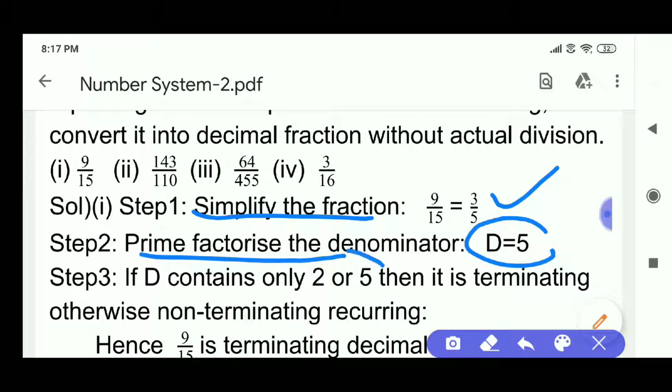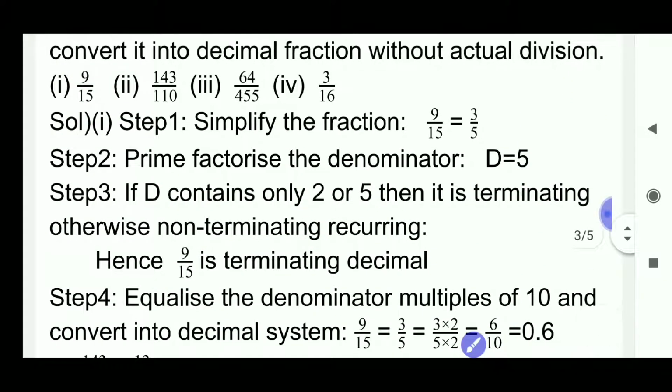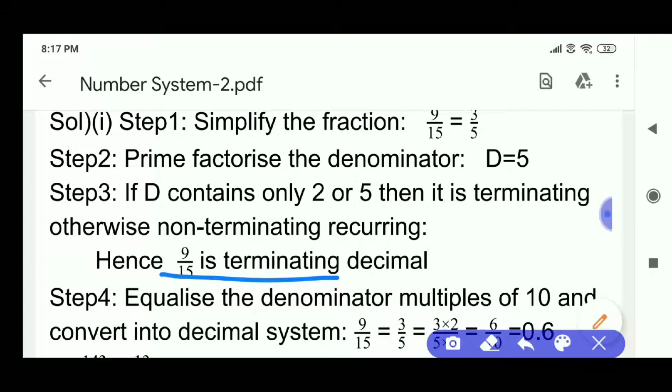If the denominator contains 2 or 5, then it is terminating. So, 9 by 15 is terminating. And he asked that if it is terminating, convert it into decimal.